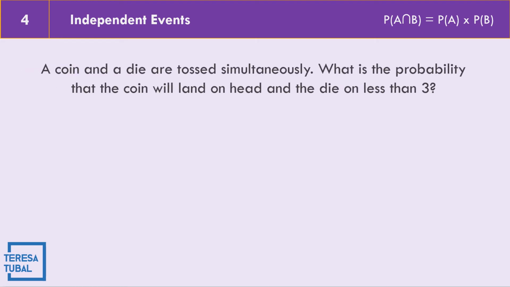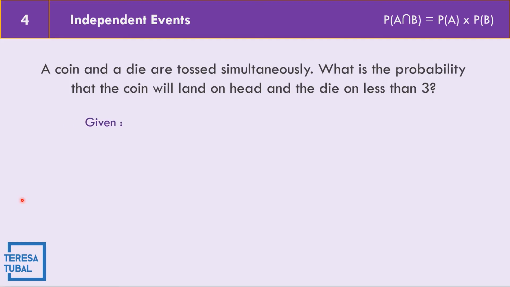In example number 4, a coin and a die are tossed simultaneously. What is the probability that the coin will land on head and the die on less than 3? So this example is independent events. In a coin, we have head and tail. In a die, we have 1, 2, 3, 4, 5, and then 6.